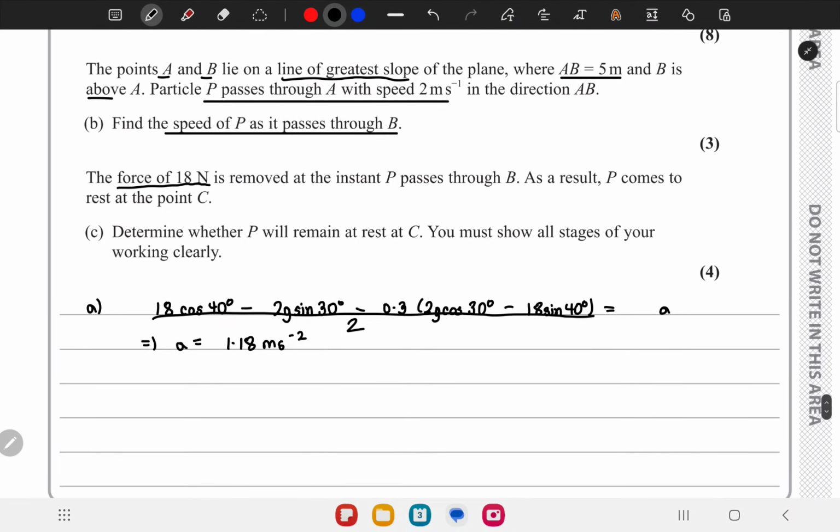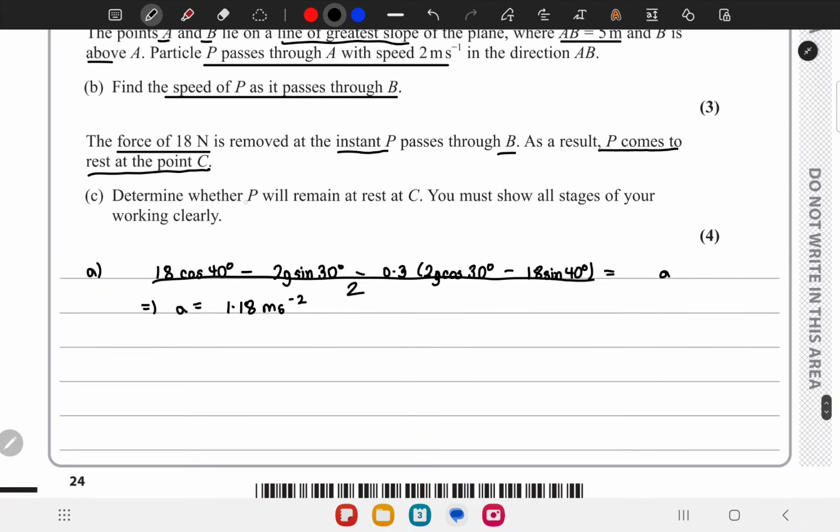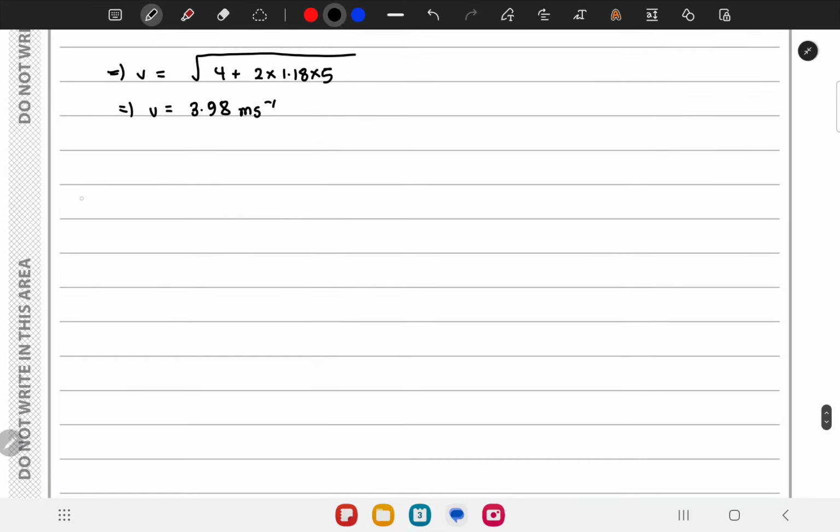Now we are told that the force of 18 newton is removed at the instant P passes through B, and as a result P comes to rest at the point C. We have to determine whether P will remain at rest or it won't. So for P to remain at rest, the upward force and downward force must be balanced. So without friction, the downward force is 2g sine 30. There are no upward forces. So for this to be balanced, we'll have to put mu R upwards.